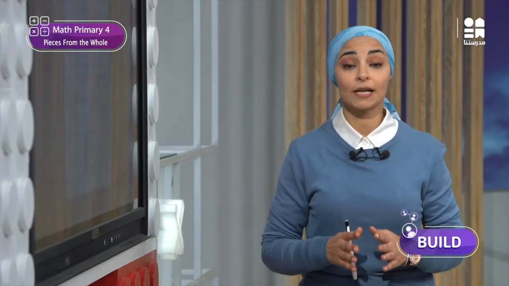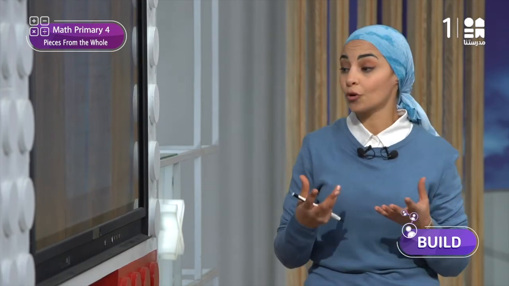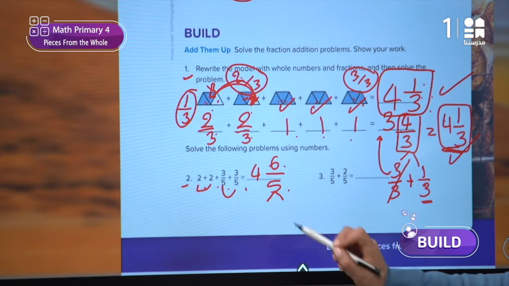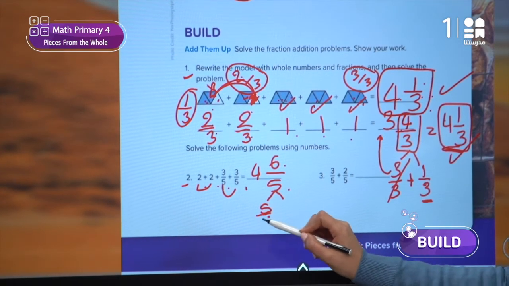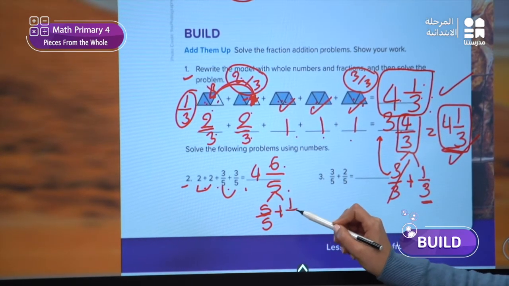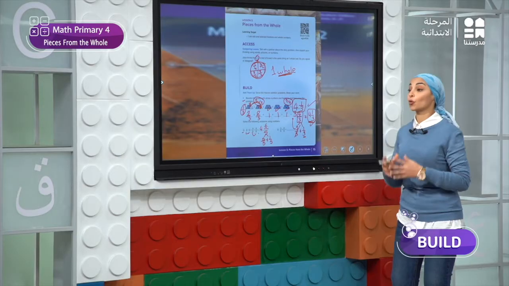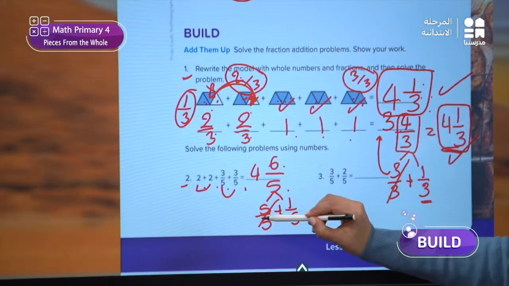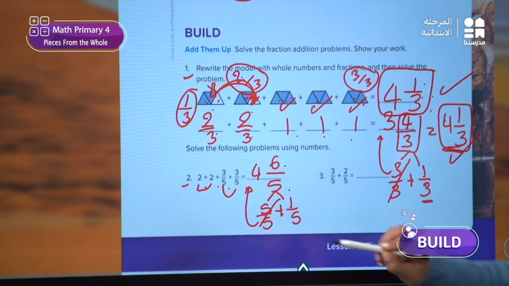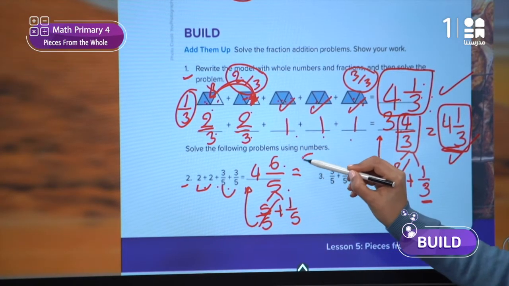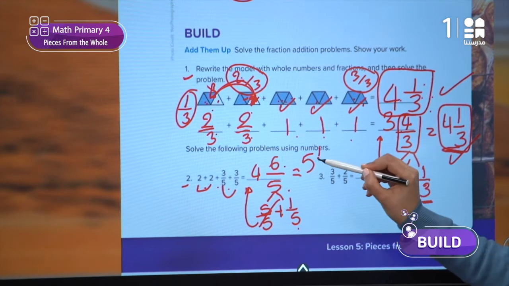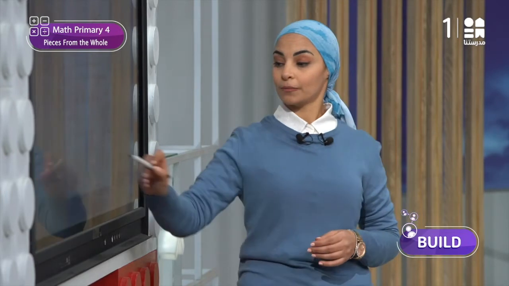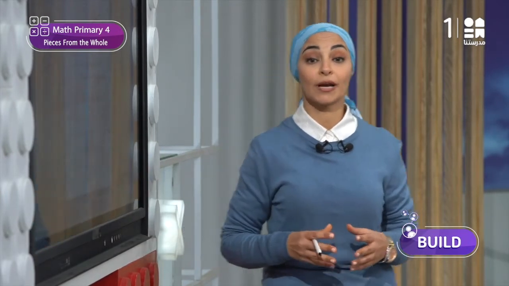طيب الدينومينيتور equals 5 يبقى هعمل decomposing ل 6 over 5 ازاي؟ Yes, excellent. هعمل decomposing ل 6 over 5 هتبقى 5 over 5 plus 1 over 5, right? طيب وكلنا عارفين ان 5 over 5 يعني whole 1. So I will add the whole 1 to the 4. يبقى الانسر بتاعي 5 whole and 1 over 5. Now let's look at problem number 3. تعالوا نشوف بقى problem number 3 هحلها ازاي.